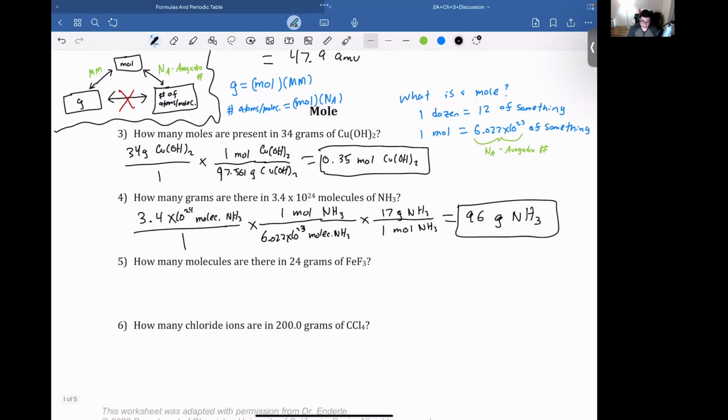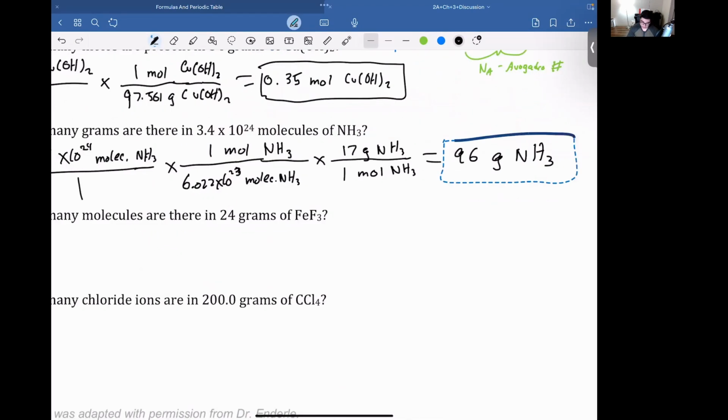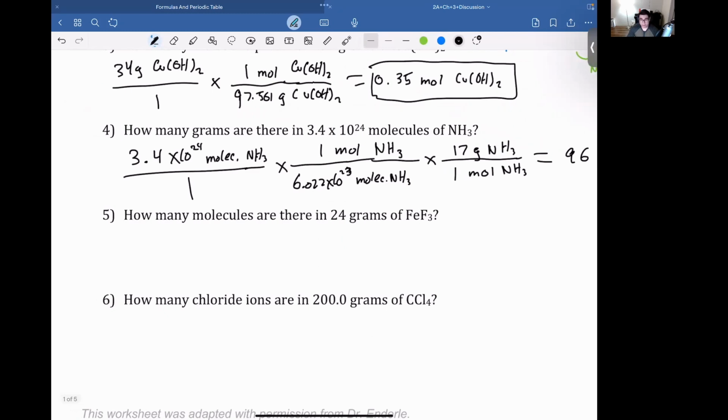It says, how many molecules are there in 24 grams of iron 3 fluoride?